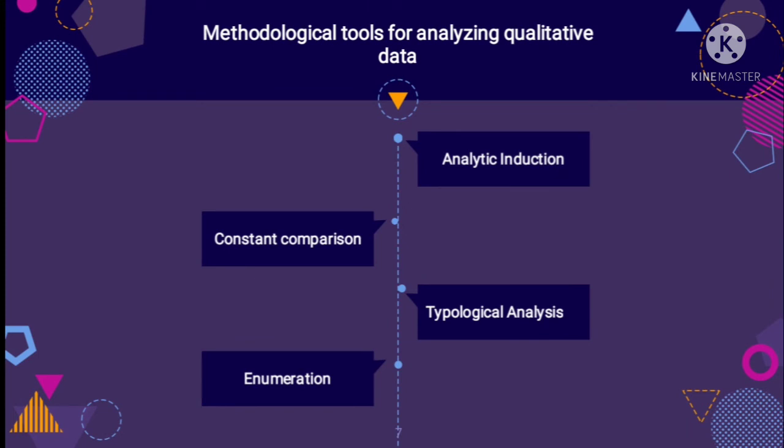And the last topic is methodological tools for analyzing qualitative data. There are several procedural tools for analyzing qualitative data. The first is analytic induction. The second is constant comparison. The third is typological analysis. And the last is enumeration.